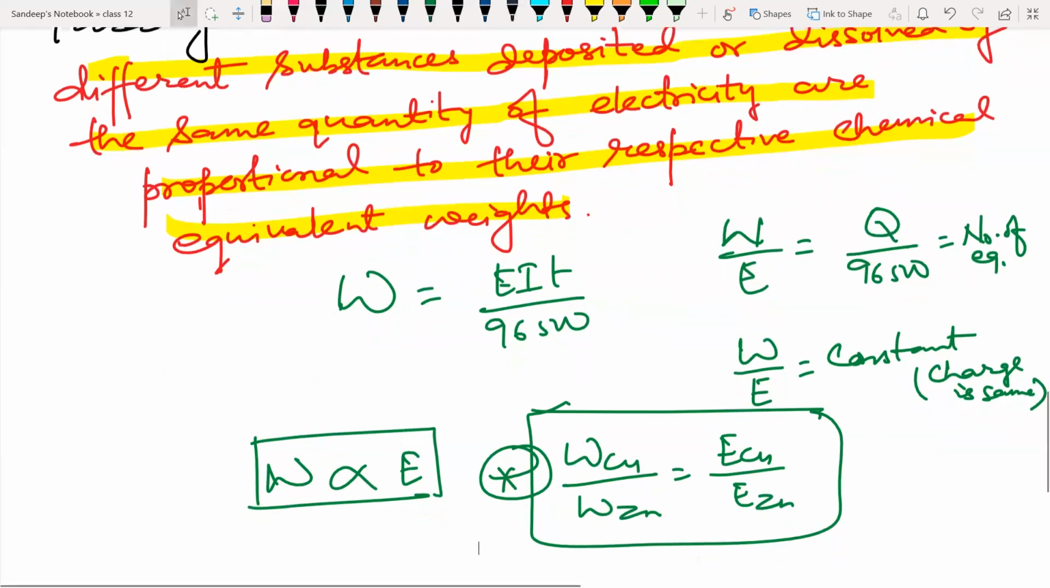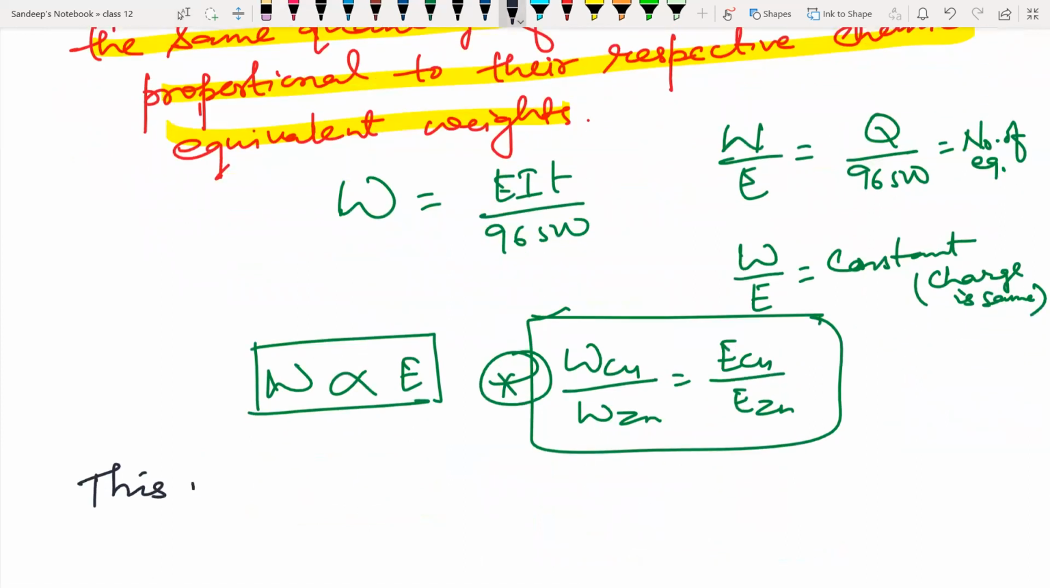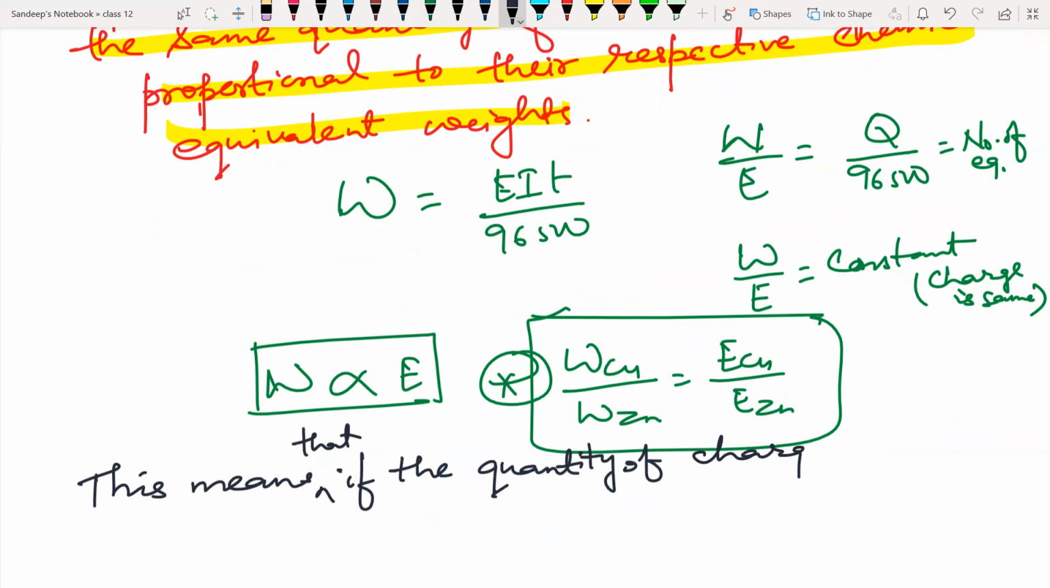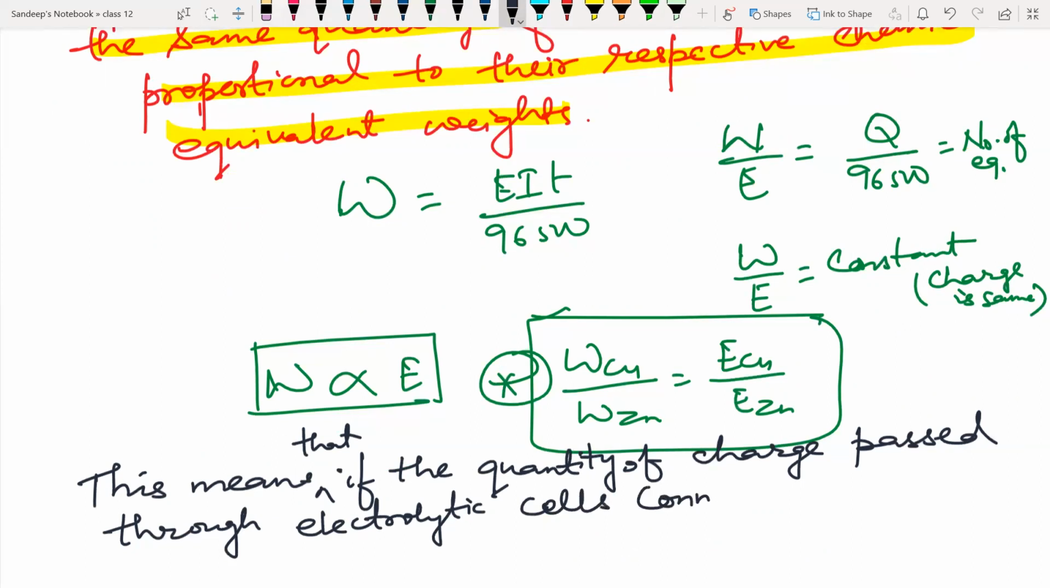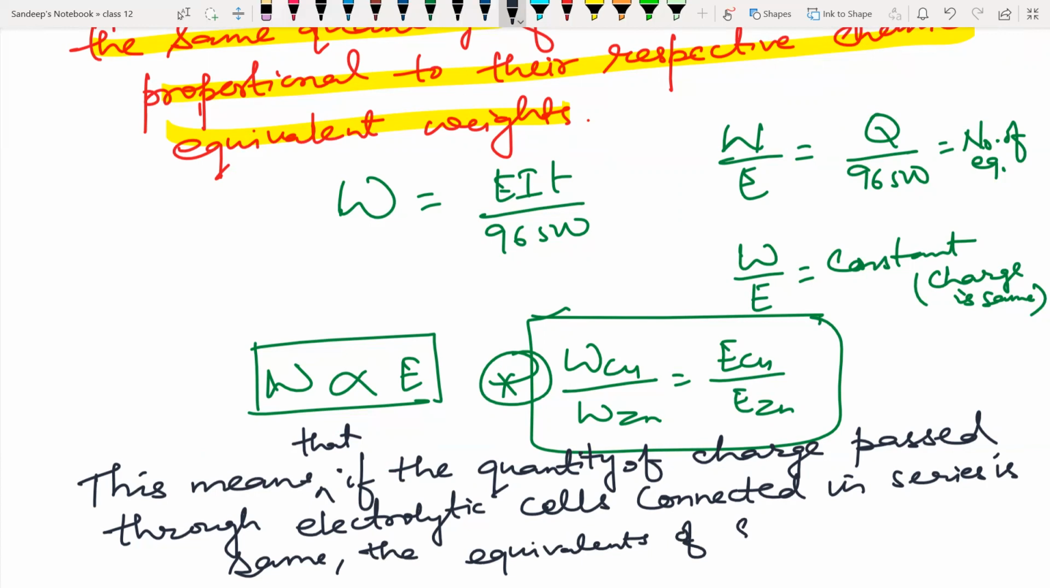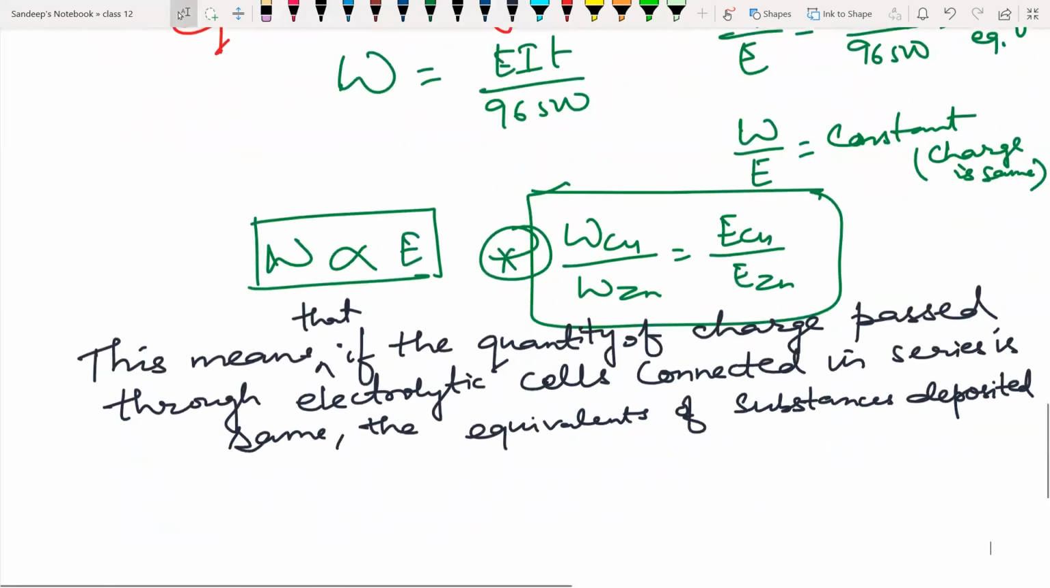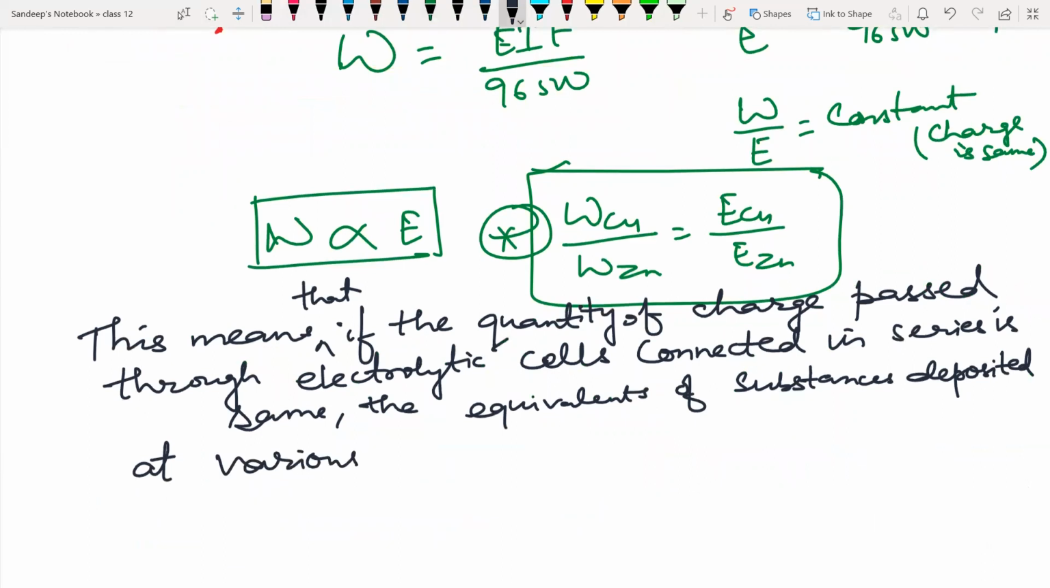So this means if the quantity of charge passed through electrolytic cells connected in series is same, the equivalence of substances deposited at various electrodes would be same.